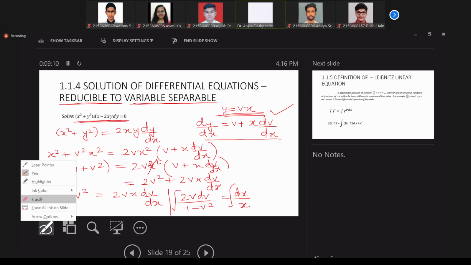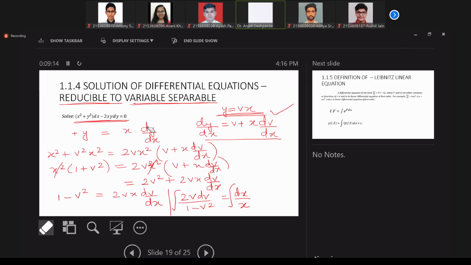Okay, so this is a very, very easy integral. Shall I rub this part? Students, shall I rub these first two steps? Yes, ma'am. Yeah, so that I will just write the integral over here itself. Okay, 2v upon 1 minus v square. Very easy integral. Who will tell me the answer quickly?